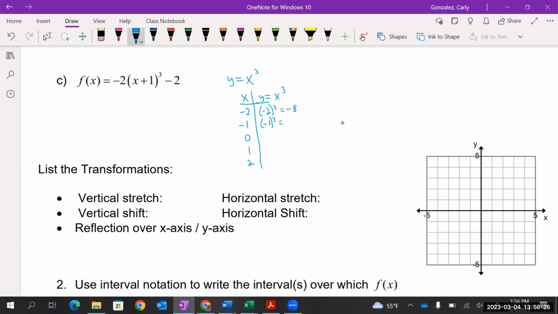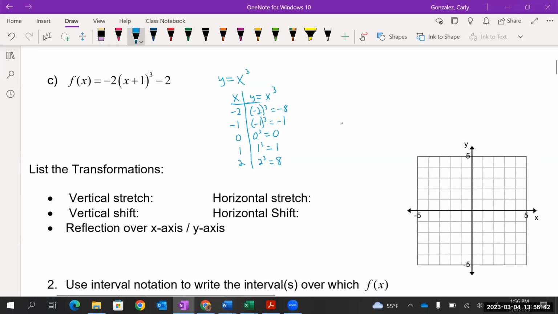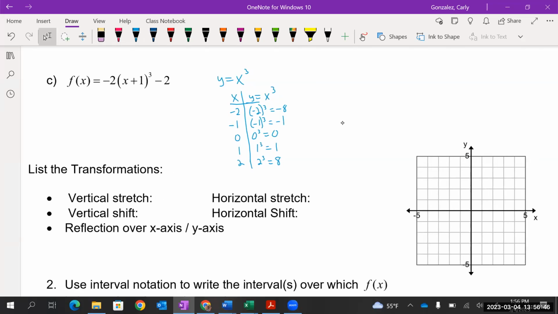And -1 cubed is -1 times -1 times -1, which gives us -1. And 0 cubed is just 0. 1 cubed is 1, and 2 cubed is 8. Now you can see that not all of these points fit on this graph, and that's okay. Maybe I should get a bigger grid, but really it's just to understand that it's going to go up fast or go down very quickly. So here I'll just sketch -2, -8. And there we have our parent function y equals x cubed.